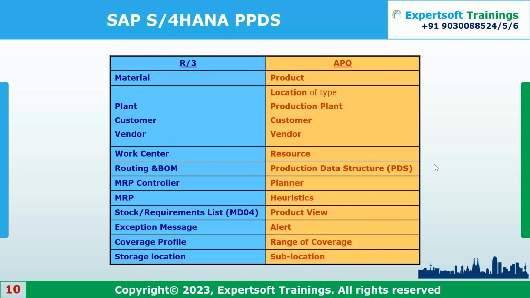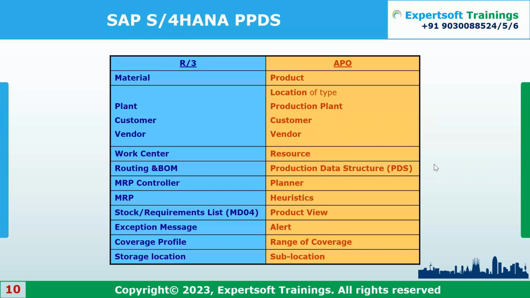At the same time, how is this master data different in appearance or terminology in APO? For example, material master: material is called product in APO. Plant, vendor, customer, storage location, and shipping point are all called location in APO. And we differentiate these masters by the location type.